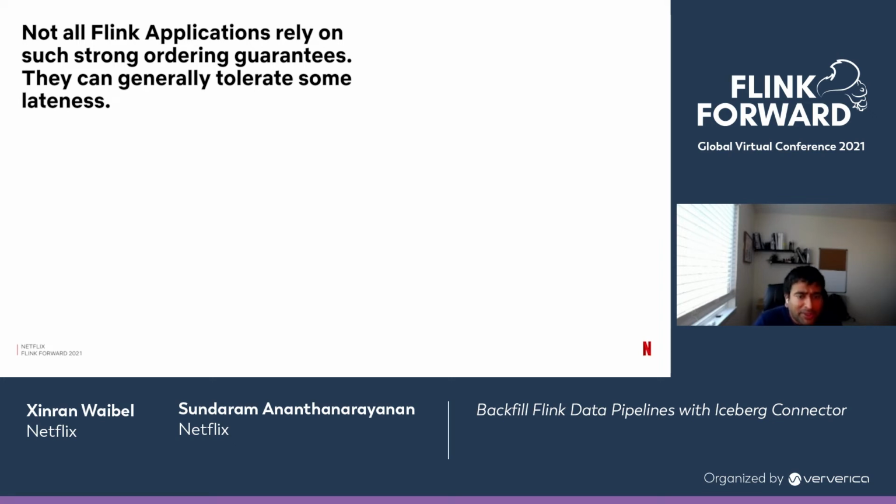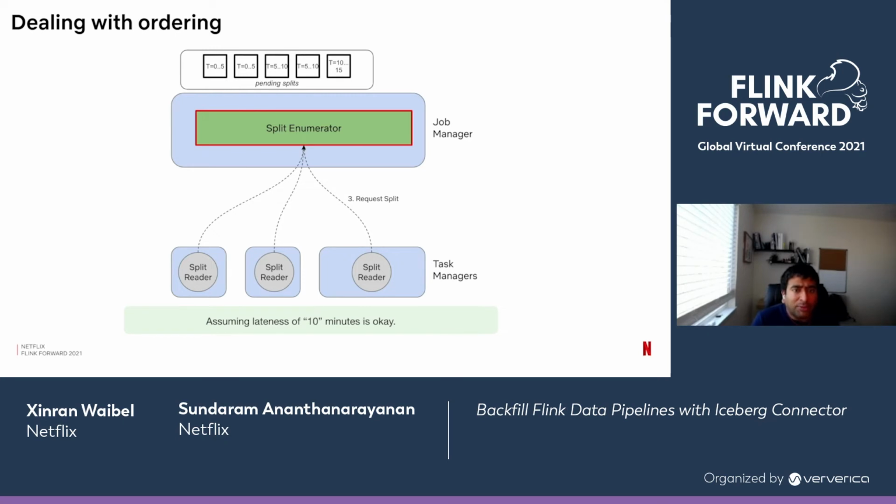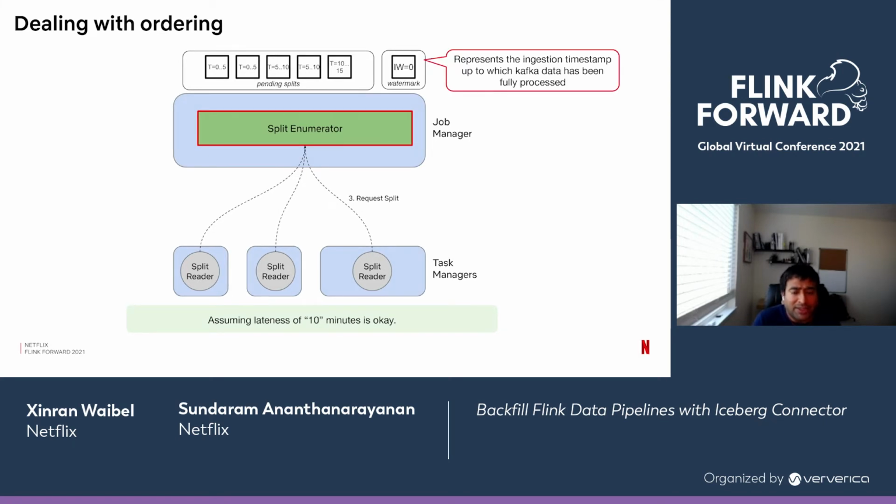Let's consider the previous example where the enumerator had to backfill data between minutes 0 and 15. So it had these 5 splits that it had to assign to readers. Let's assume that this application can tolerate a lateness of up to 10 minutes. Now, as part of this approach, we are introducing a new state called ingestion watermark that indicates the timestamp up to which Kafka data has been fully processed.